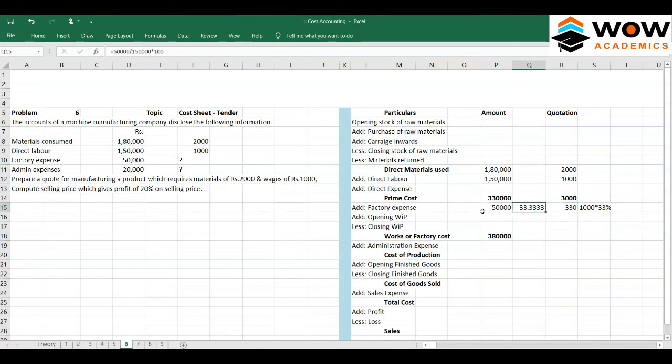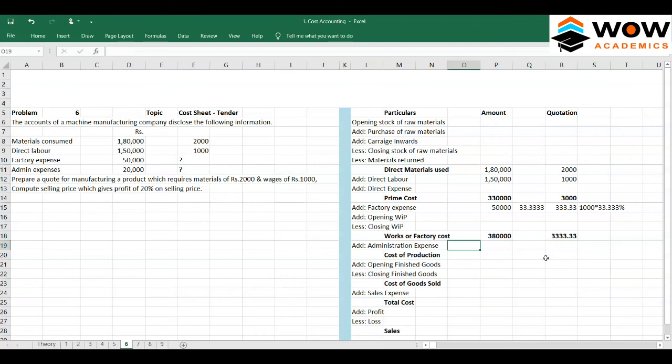So what are we trying to do here? If the relationship between factory expense and labor expense is going to be like this, then this also should be in the relative proportion. So we can put it as 33.33. If you put it here and here, let's see how much it comes to. It comes to 333. Now we can add both these numbers, and it comes to 3333.33.